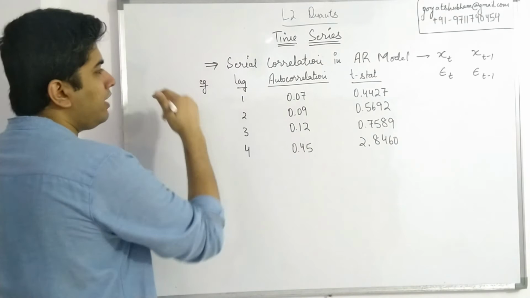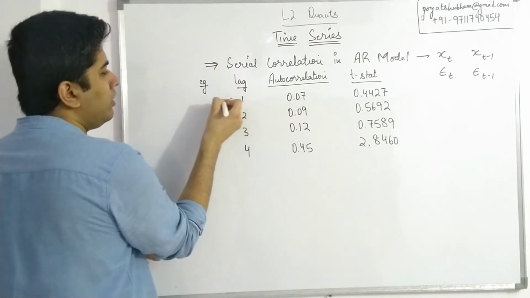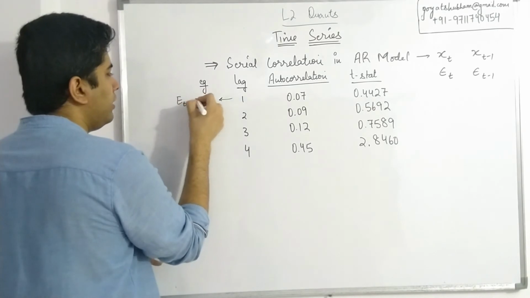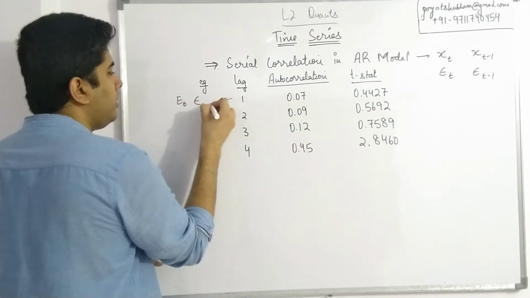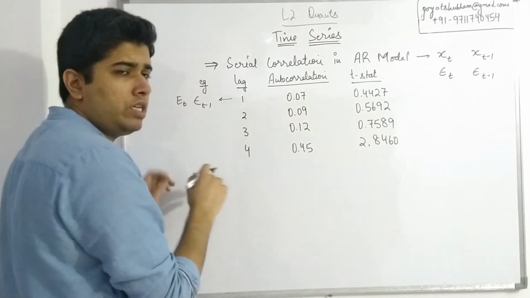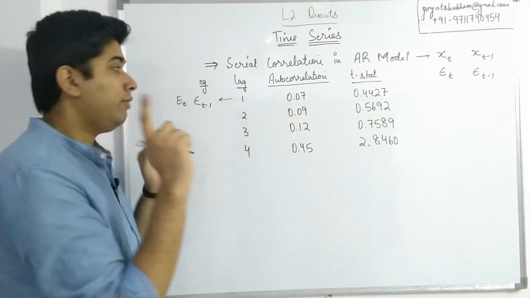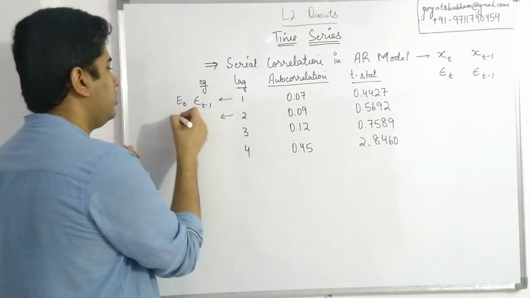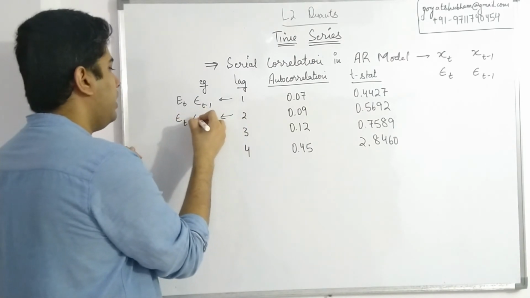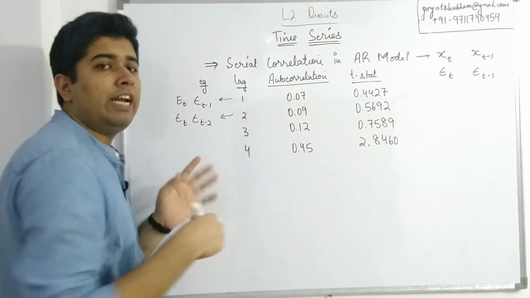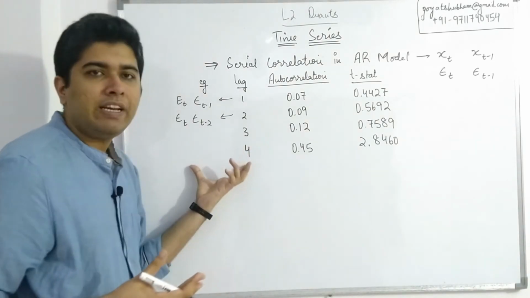So in this table, when we say lag 1, it means error t and error t minus 1. So basically the lag between my error terms is that of one time period. When I say lag 2, it is error t and error t minus 2. Similarly, this is between t and t minus 3. This is t and t minus 4.